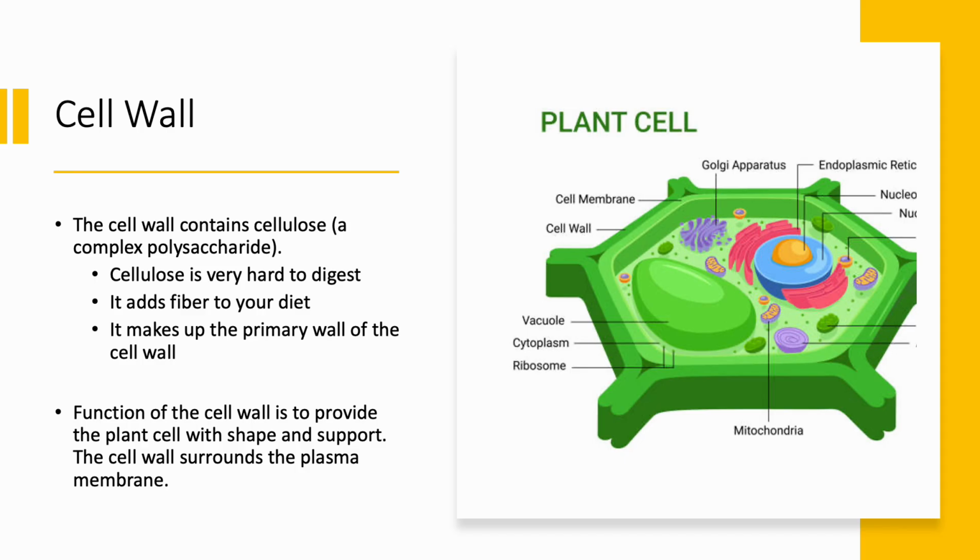The cell wall contains cellulose, which is one of our polysaccharides. Cellulose is hard to digest. It adds fiber to the diet, and it makes up the primary wall of the cell wall. The cell wall provides the plant with its shape and its support. The cell wall surrounds the plasma membrane. So if you look at the diagram of our cell, here's the cell wall on the very outside layer, and then just inside that is where we find the cell membrane.